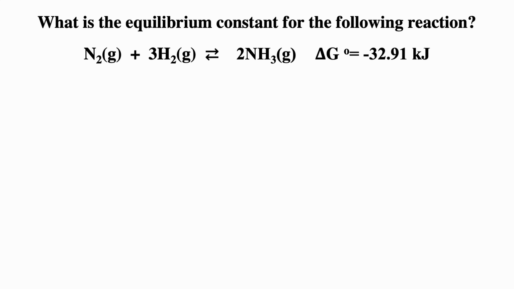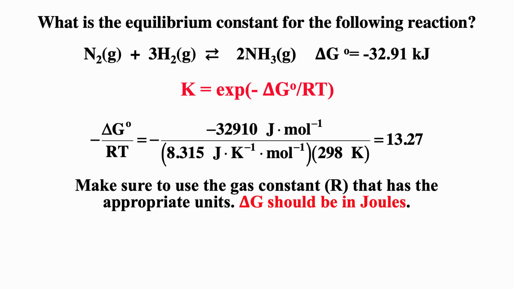And so a question we could see would be, what is the equilibrium constant for the following reaction? And we're given our delta G naught. And so delta G naught equals minus RT natural log K, which means K is equal to exp minus delta G naught over RT. And so we can calculate our delta G naught over RT.